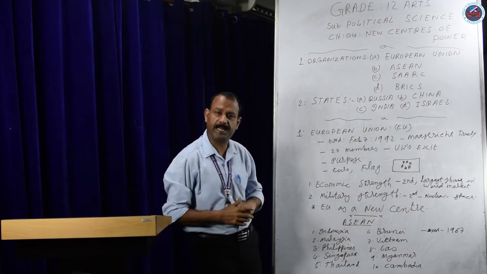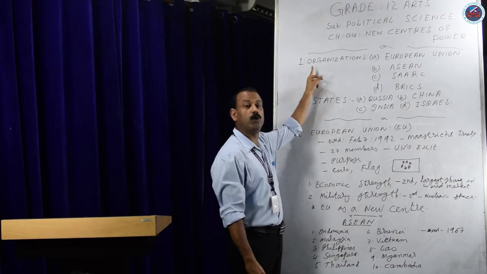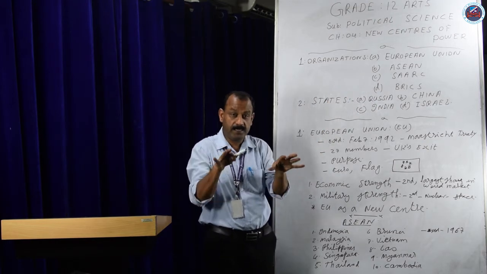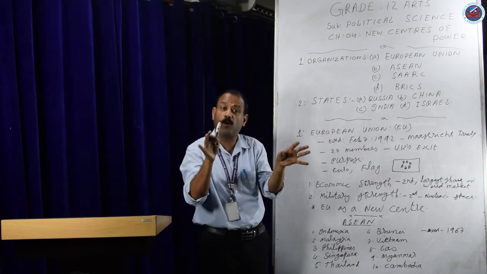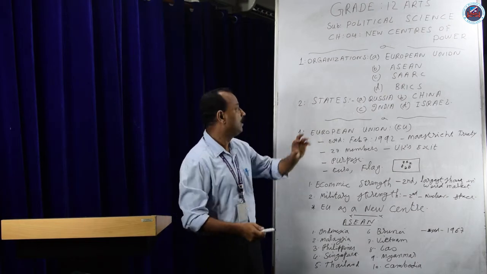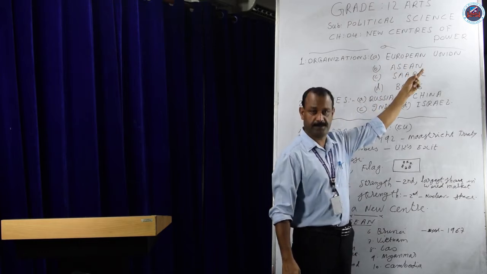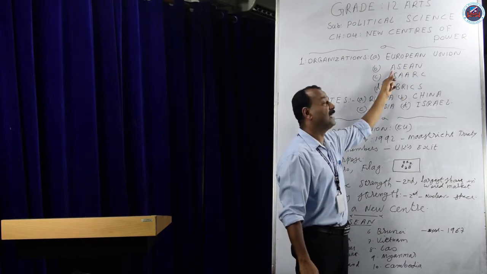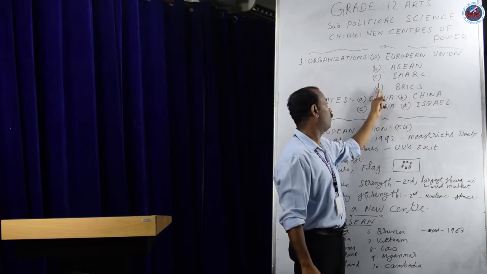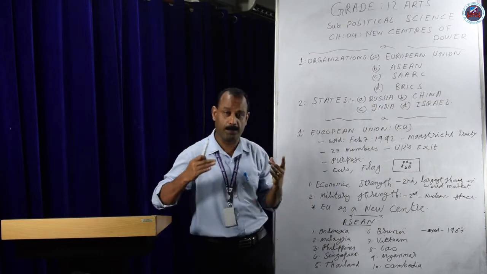There are 2 categories of new centers of power. The first category is organizations. They are not simply a country or a state, they are organizations. Groups of countries, groups of states have made organizations. Which are the organizations? One is the European Union. Second one is ASEAN. Third one is SAARC. And the fourth, BRICS. We will be learning them in detail, one by one.